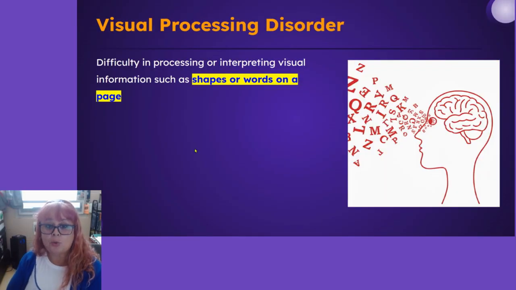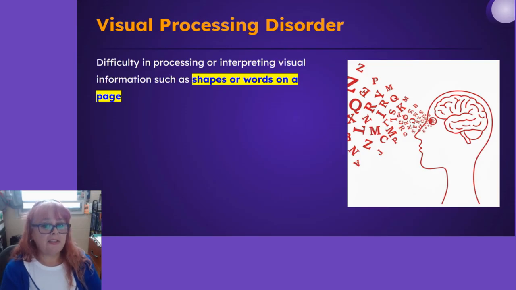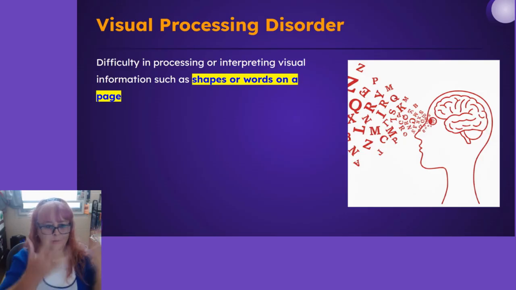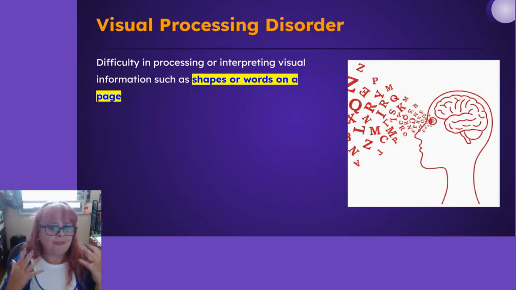Visual processing disorder is also another one. This is difficulty in processing or interpreting visual information. A lot of times the way we see this is kids who get overwhelmed by too much information at one time, whether it's shapes, words, pictures, numbers.